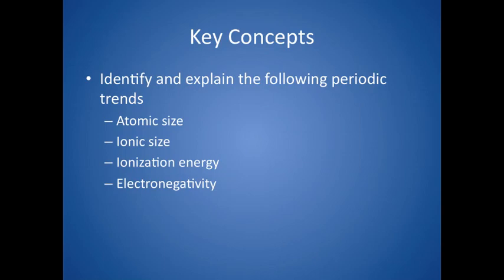As you can see, atomic size, that's sometimes called atomic radius as well. We'll be looking at ionic size, so looking at comparing ions to their regular atoms, ionization energy, and then electronegativity. And so we're just going to dive right into it. Each trend is somewhat self-contained. So again, we just need to learn each trend and then be able to explain it.